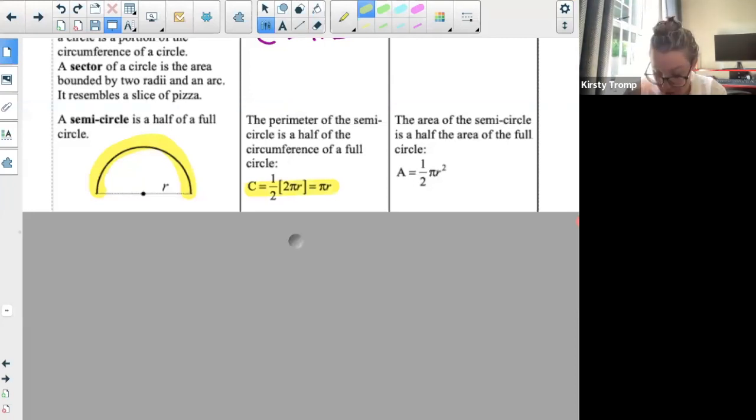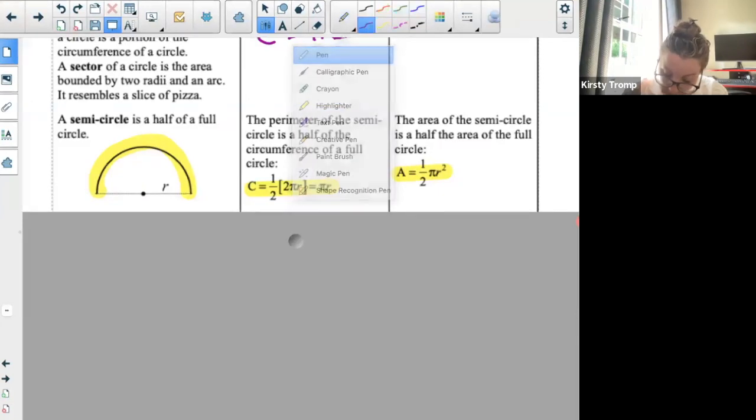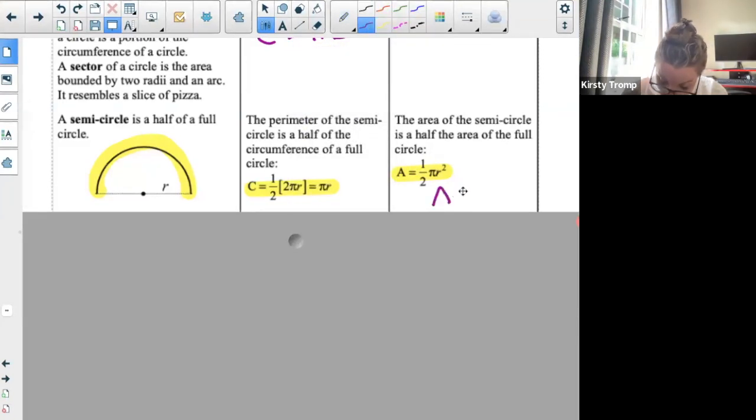If we're looking at the area of a semicircle, the area of a semicircle is half of the area of a full circle, and so area is going to be equal to half pi r squared. Another way to write that is pi r squared divided by 2, because over means divide. That's what over means. When you put something over something else, you are dividing it. All right.